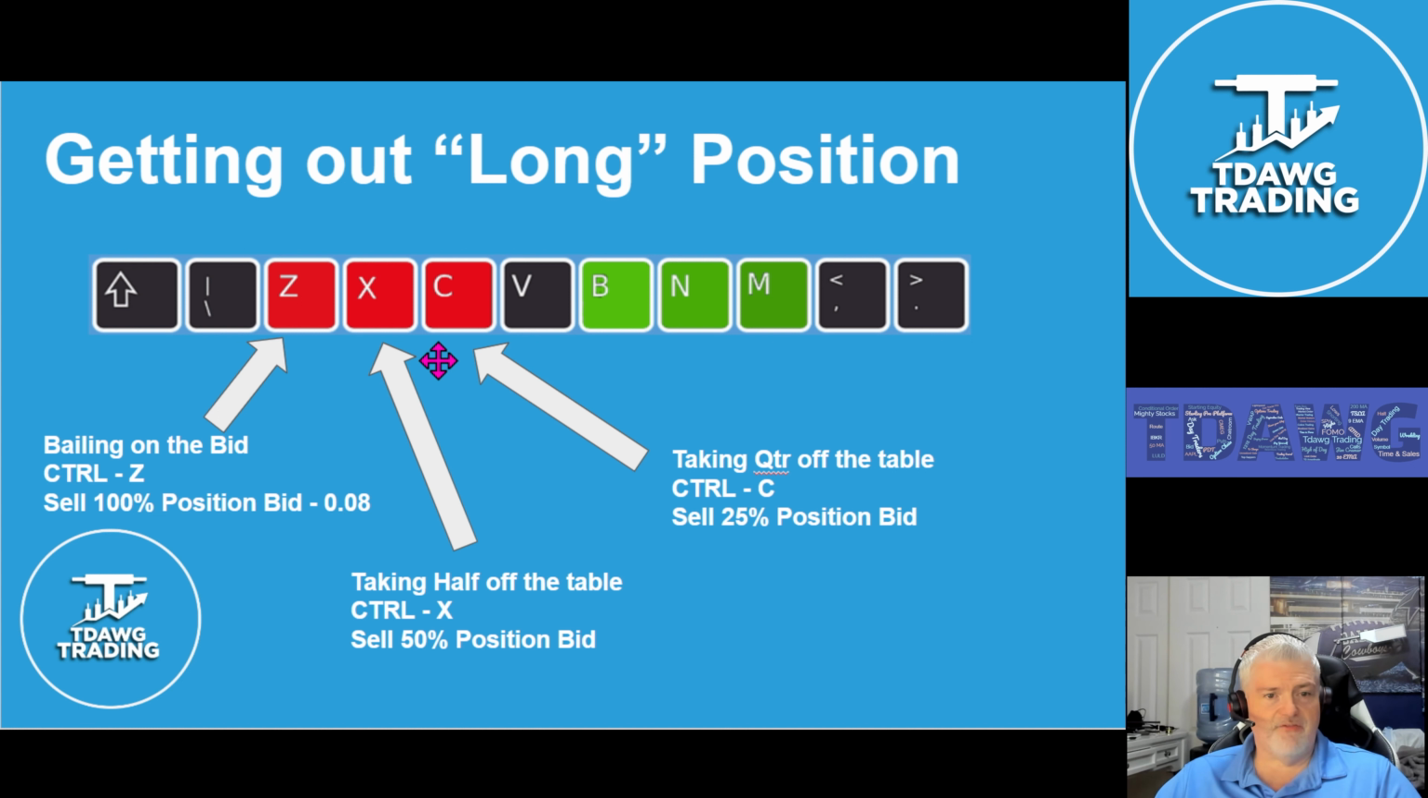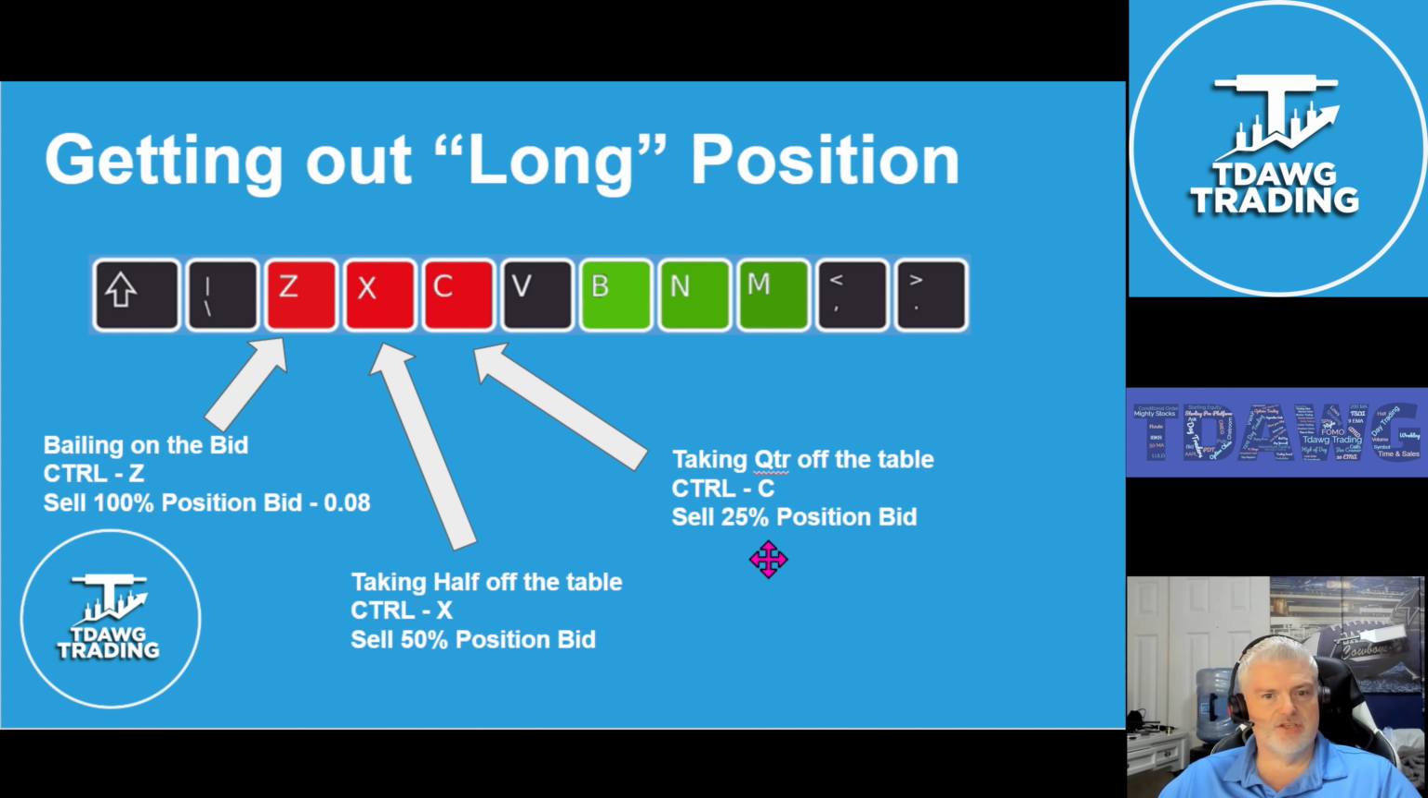So maybe I'm in a $5 position. It's currently at 503, and I think this thing could plummet down to 480. Me taking half off the position is going to mitigate some possible risk. And then Control C is my 25%. That's really me seeing it struggle. So I hit Control C and take it off.